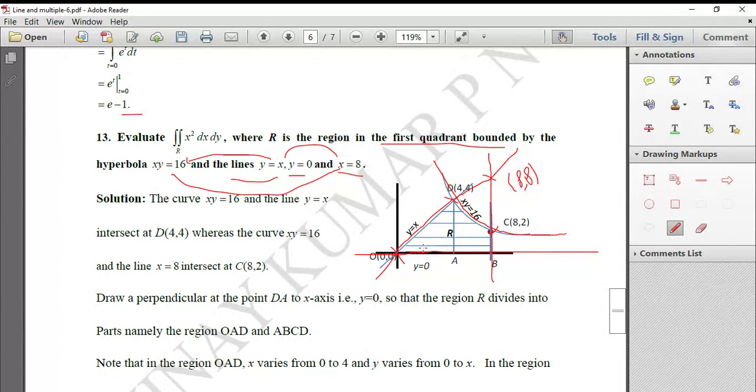Now where all of them are intersecting, see, this is the region. This is our actual region where all of them are intersecting. But what is this region? This region is from 0, 0 to 8, 0 to 8, 2, and this 4, 4 to here. So here, see here, there is a problem with this.